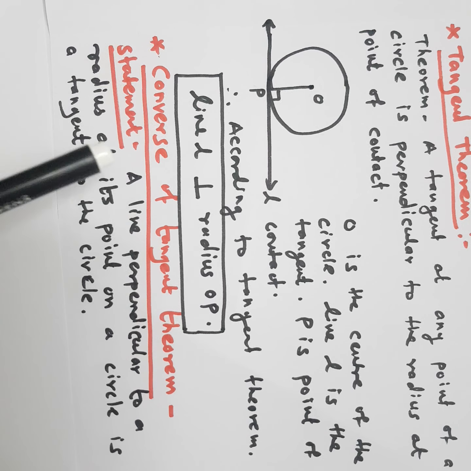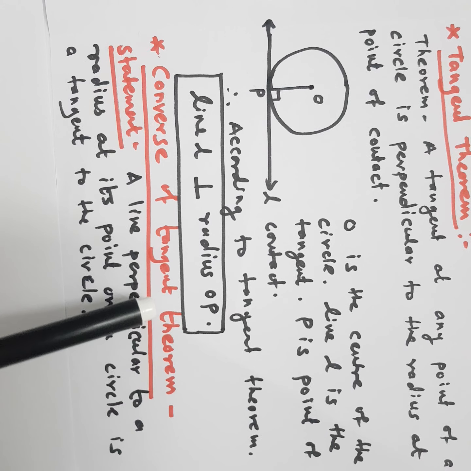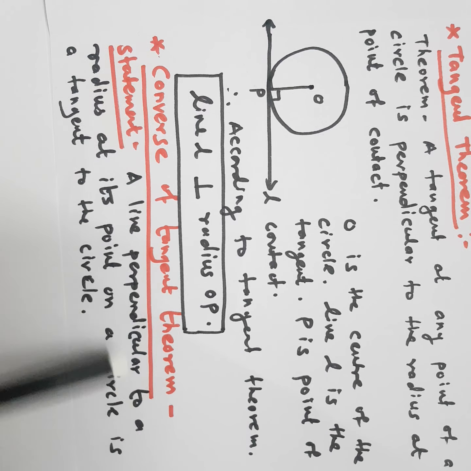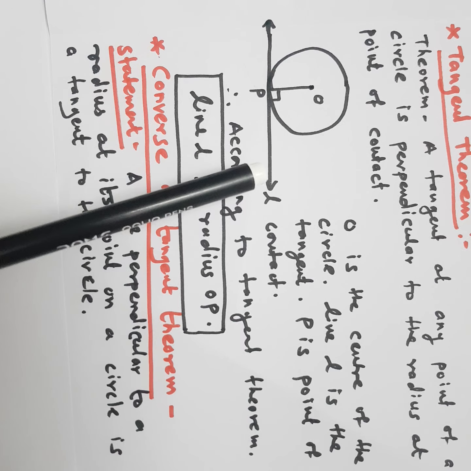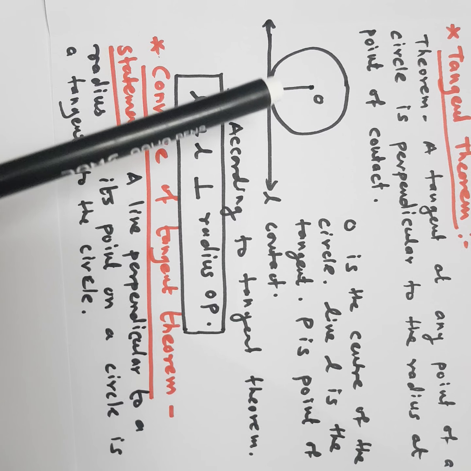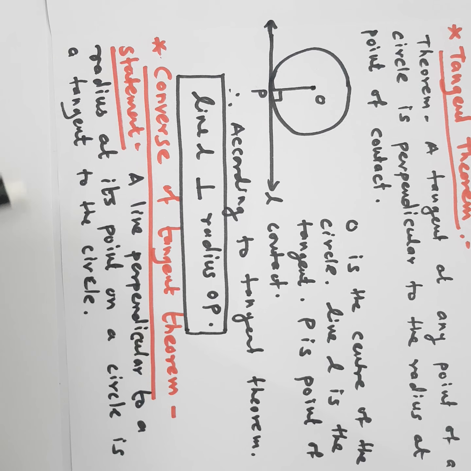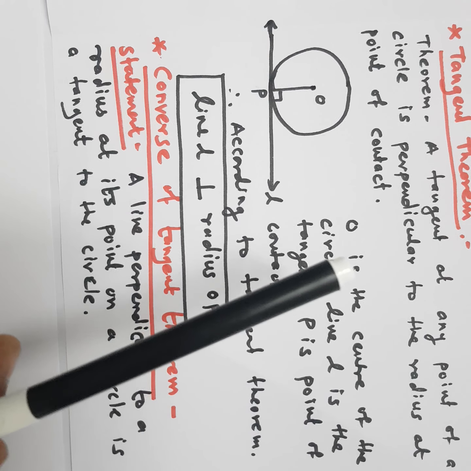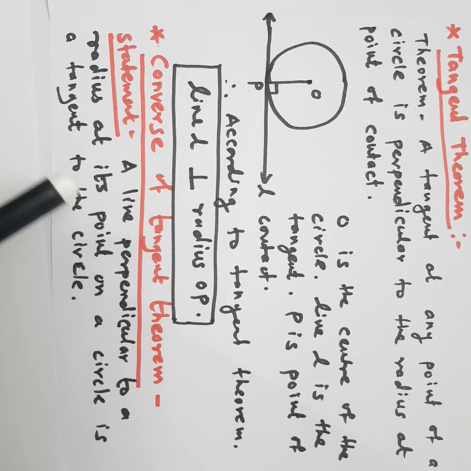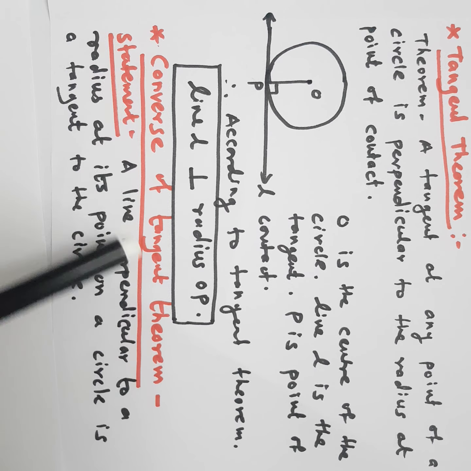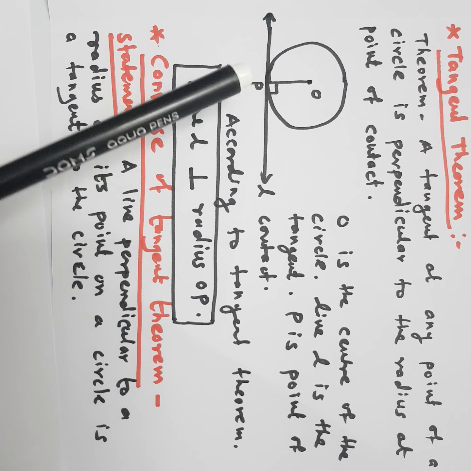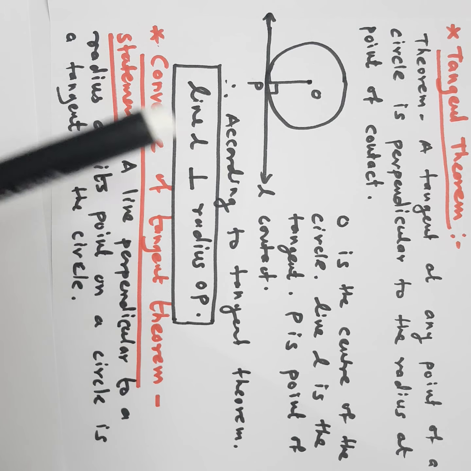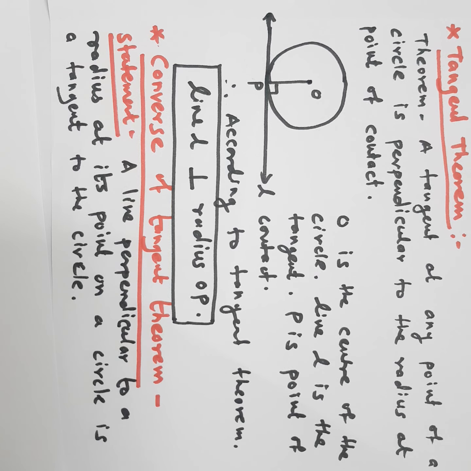Now the converse of the tangent theorem. The statement is: a line perpendicular to the radius at its point on a circle is a tangent of the circle. It is exactly the reverse of the tangent theorem, that is the converse. The line perpendicular to the radius means, for example, if line L is perpendicular to radius OP, then line L is the tangent of the circle.